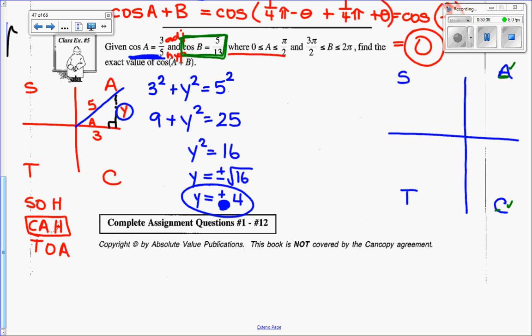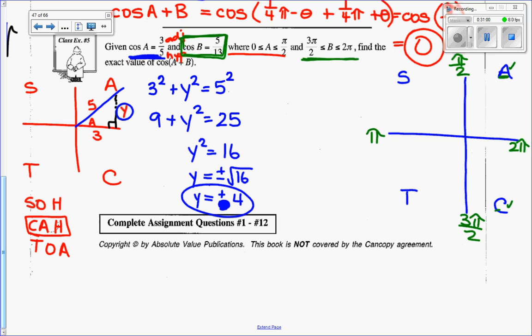Okay, but again, this tells us that my B is between 3 pi over 2 and 2 pi. Where's 3 pi over 2? This is 2 pi. This is pi. Halfway to pi would be half of pi, pi over 2, and 3 pi over 2 is down there, isn't it?